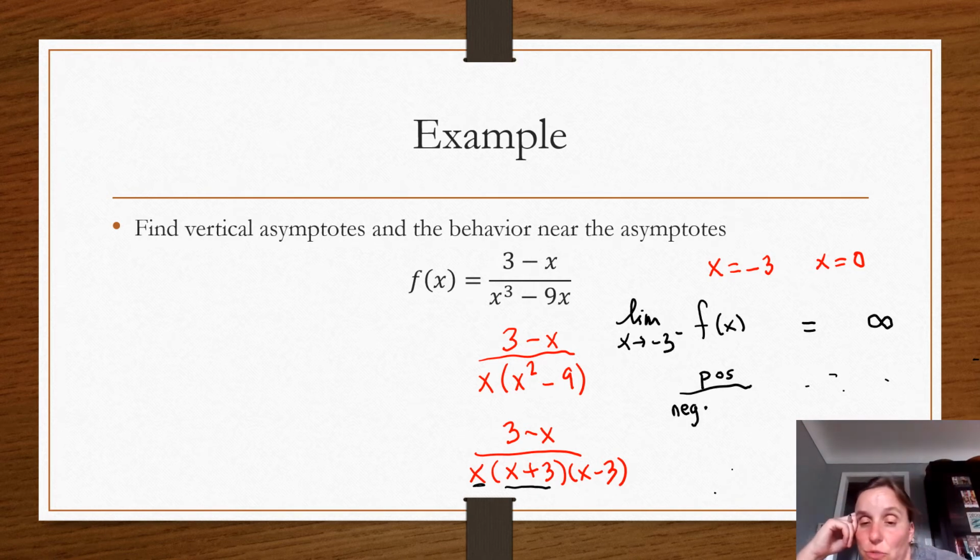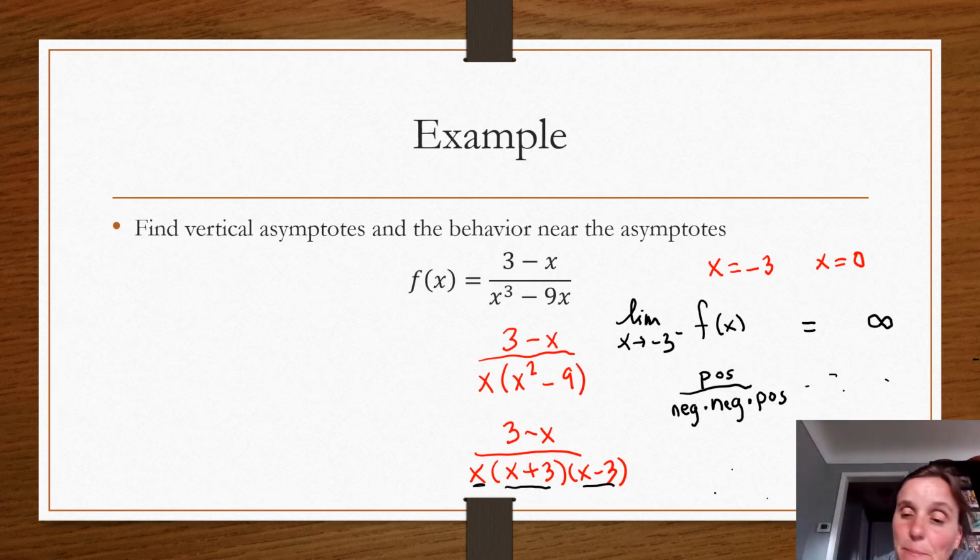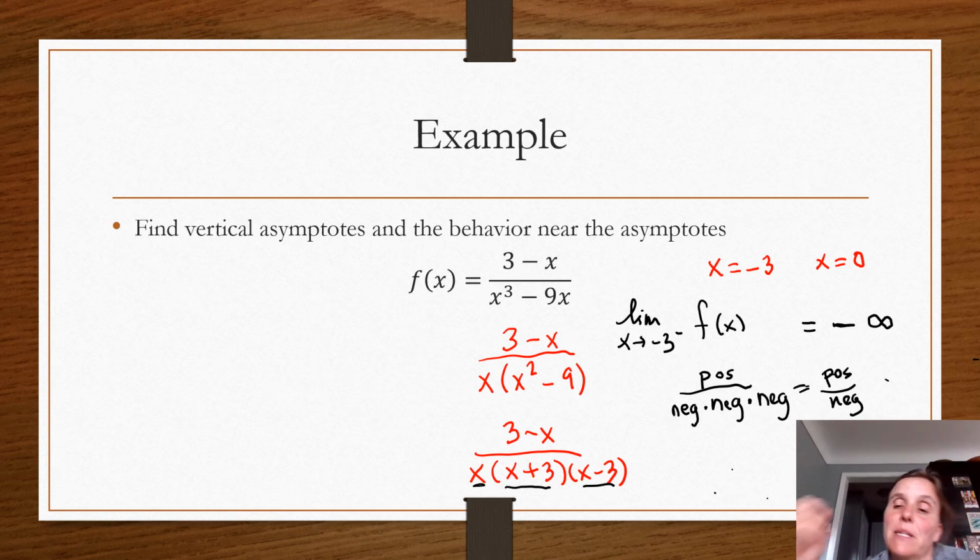This part, if I do something a little bit smaller than negative 3, I'm going to still have a negative for that part. And then x minus 3 would be positive. Though it wouldn't, it would be negative. I lied. So I have a positive number divided by a negative number. So I know that this limit is going to be negative infinity because of signs.